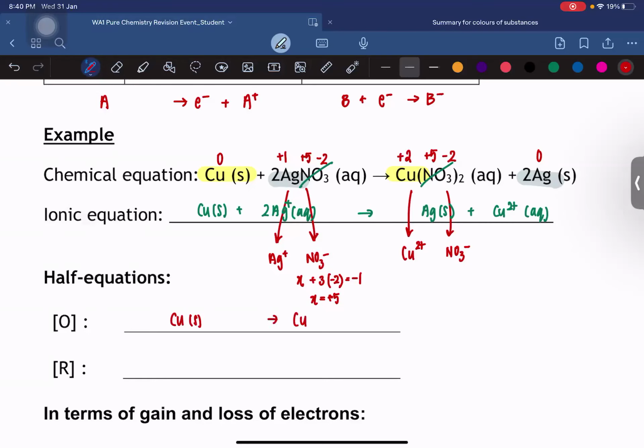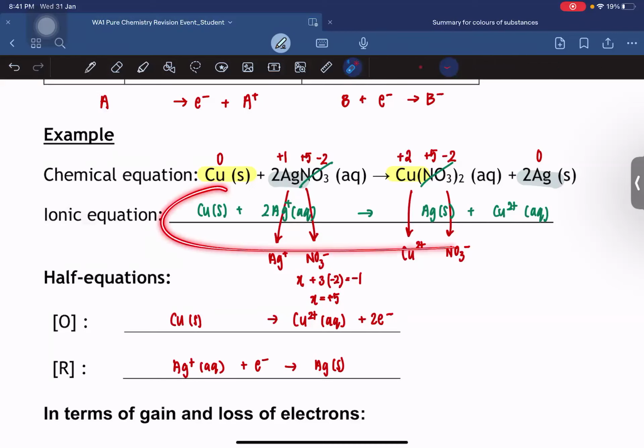Now, what is the half equation? Do you all know what half equations are? Half equations are equations with the relevant electrons involved. So what must copper do to form copper 2 plus? Lose 2 electrons. So the electrons at the back. Understand? So for silver, silver plus is being reduced to form what? Silver solid. So what must silver do to become solid silver? Gain 1 electron.